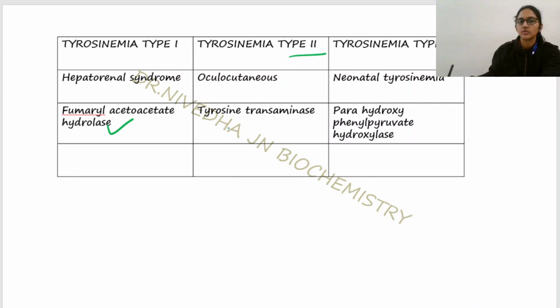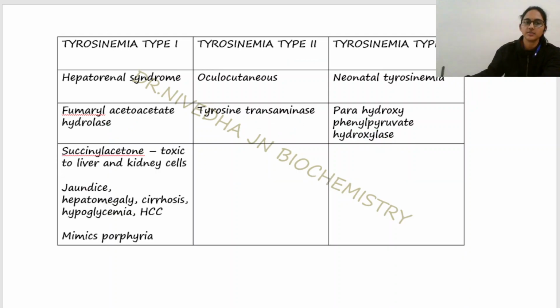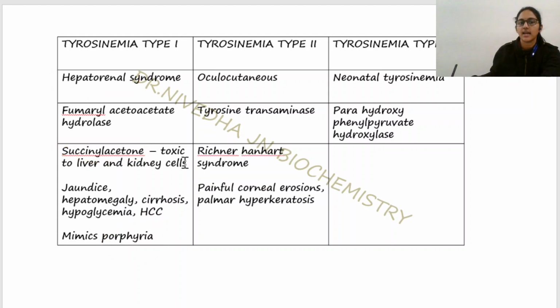Type 2 is due to tyrosine transaminase. Yes, 2 T's. TT, type 2, tyrosine transaminase. Type 3 is para-hydroxy phenylpyruvate hydroxylase or dioxygenase. Now the features of type 1 are all due to succinyl acetone and porphyria, that mimics porphyria. It's hepatorenal. Yes. And type 2 is also called Richner-Hanhart syndrome.